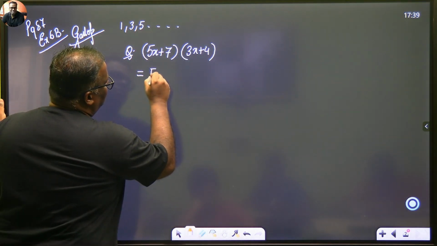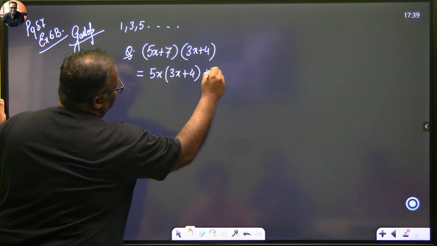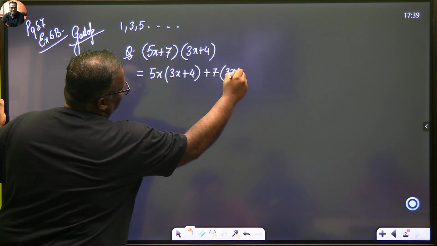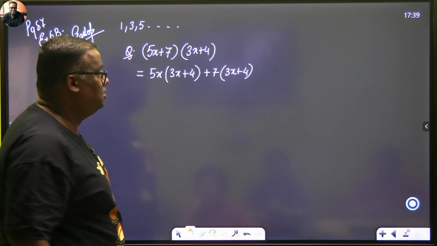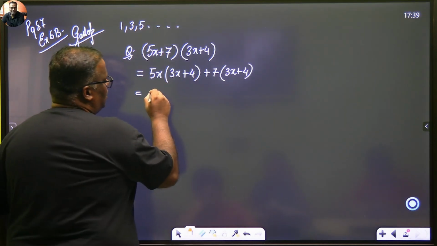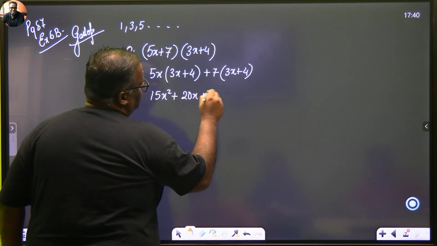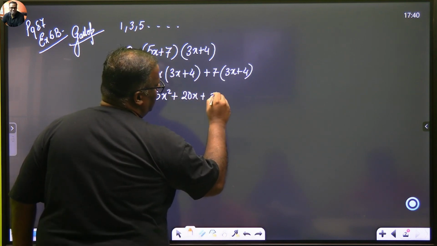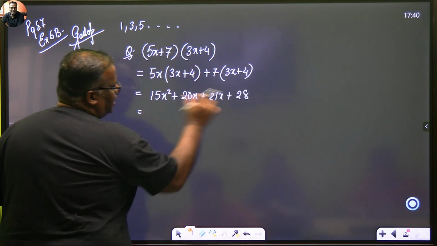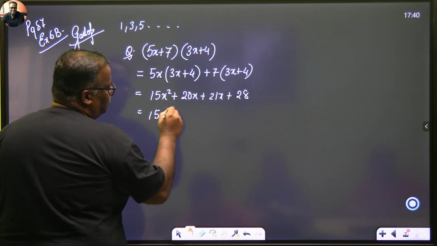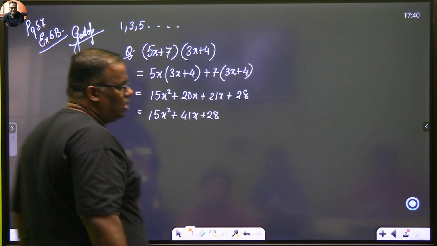Our next step will be the 5x. Don't jump. Anyone who jumps a step, 5x into 3x plus 4, plus 7 multiplied by 3x plus 4. I want your handwriting and alignment to be okay. Don't come to me with nuisance type handwriting. 5 into 3 gives me how much? 15x squared, 20x plus 21x plus 28. However, I find that these are like terms, so let me group them. 20 and 21 gives me 41x plus 28. Any further simplification possible?